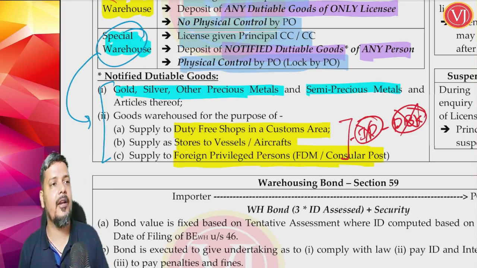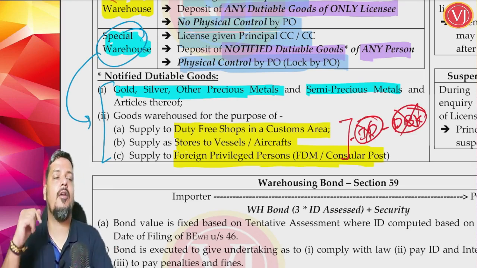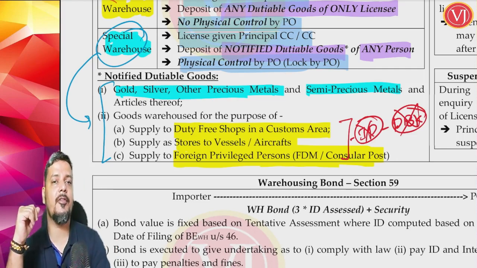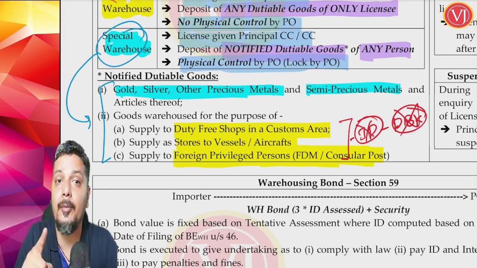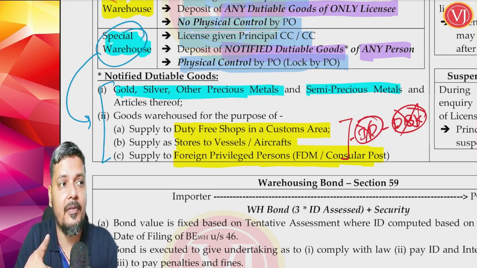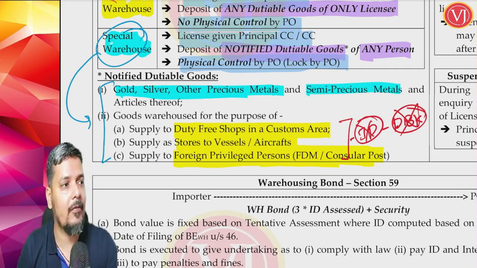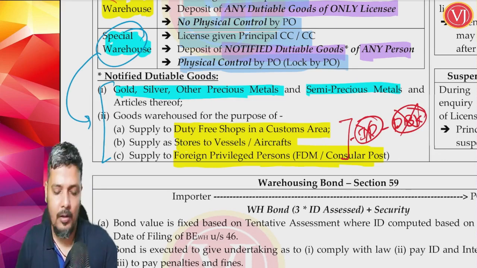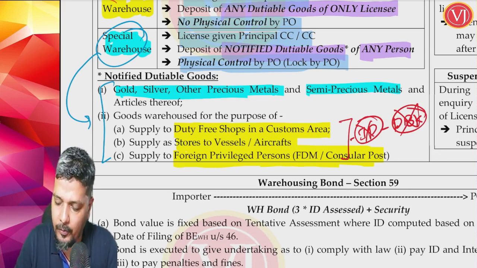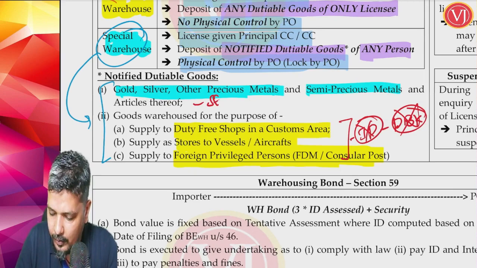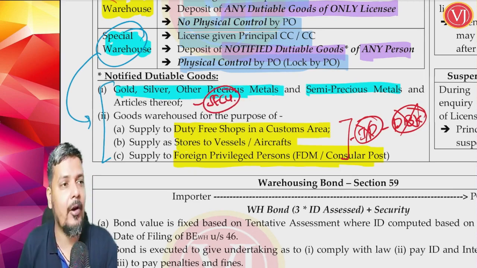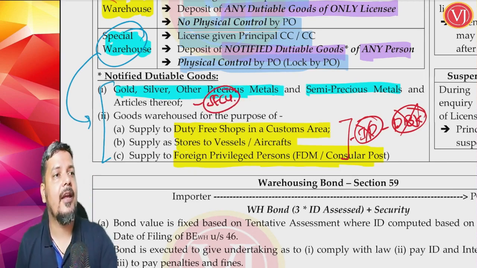So the first point is security purposes. Why are gold, silver, precious metals and semi-precious metals kept in a special warehouse? Security purposes. They are very expensive. In the first point, I have not written no import duty. The first point is that they are kept in a special warehouse for security purposes.